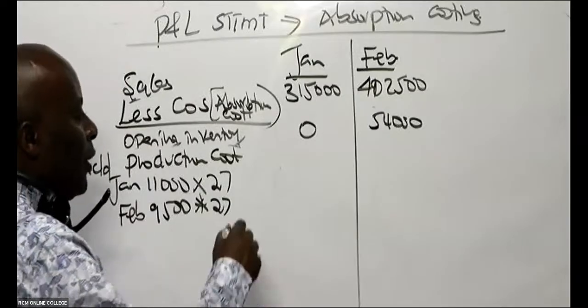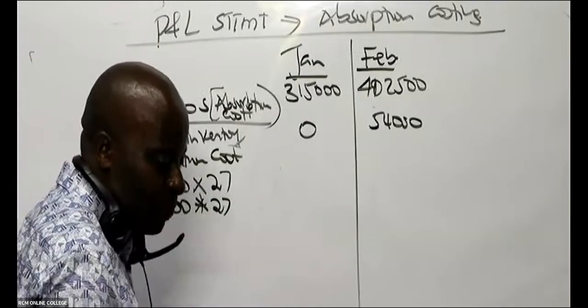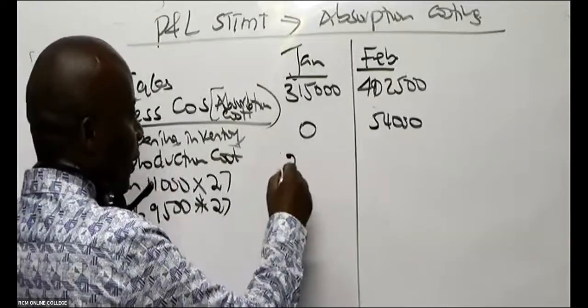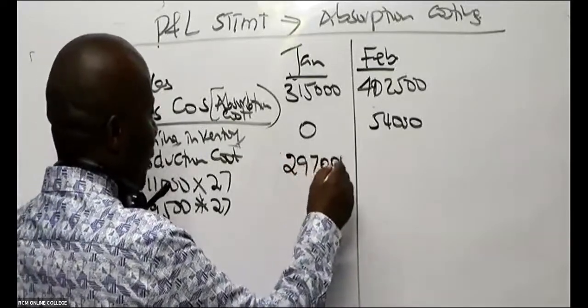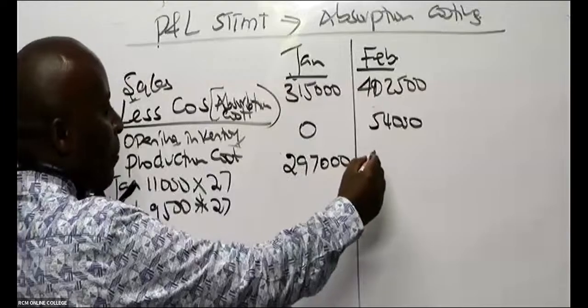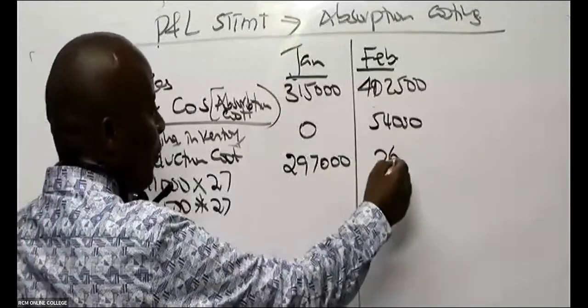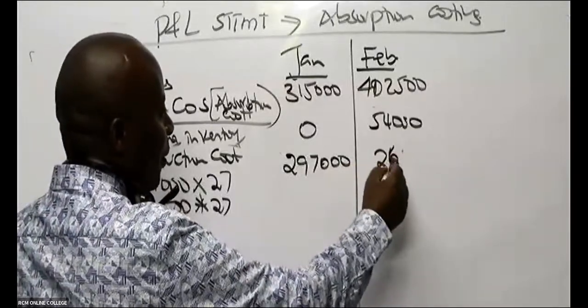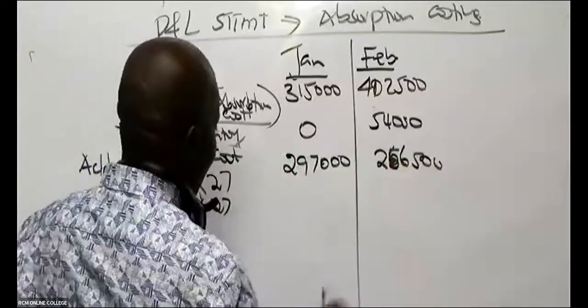So they're telling me, Mwalimu, the first one is supposed to be 297,000. And how about the second one? 265,500. Thank you so much.